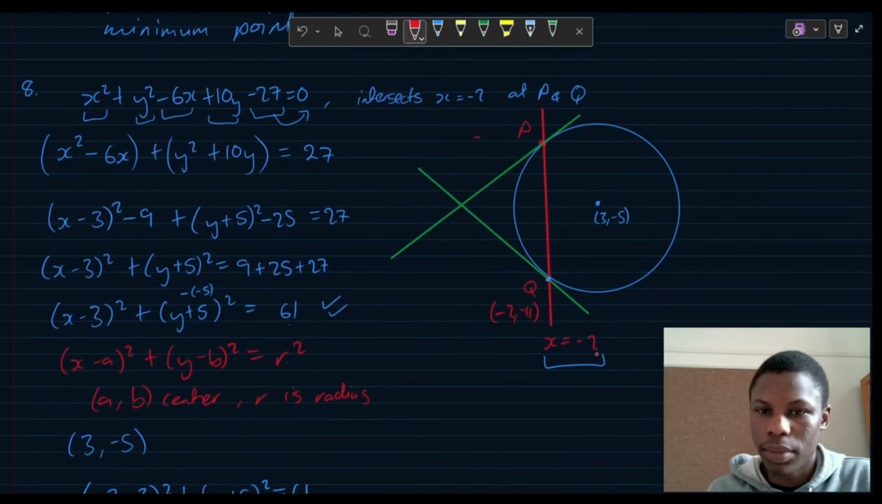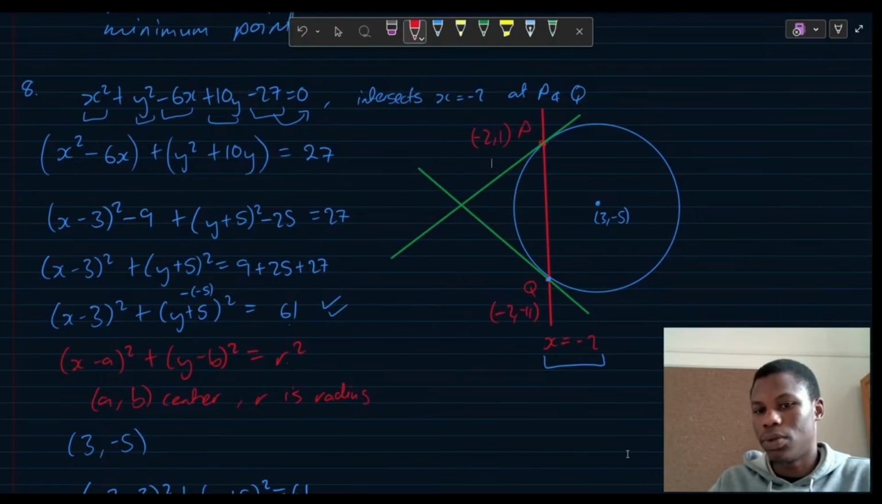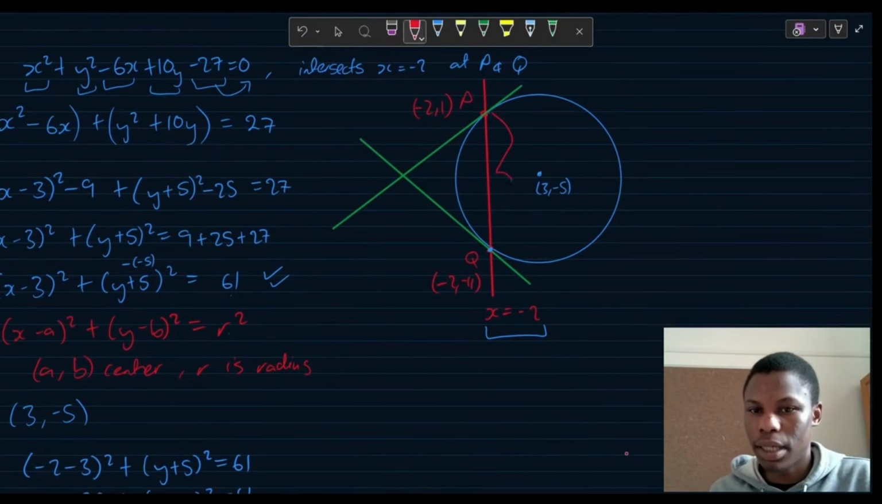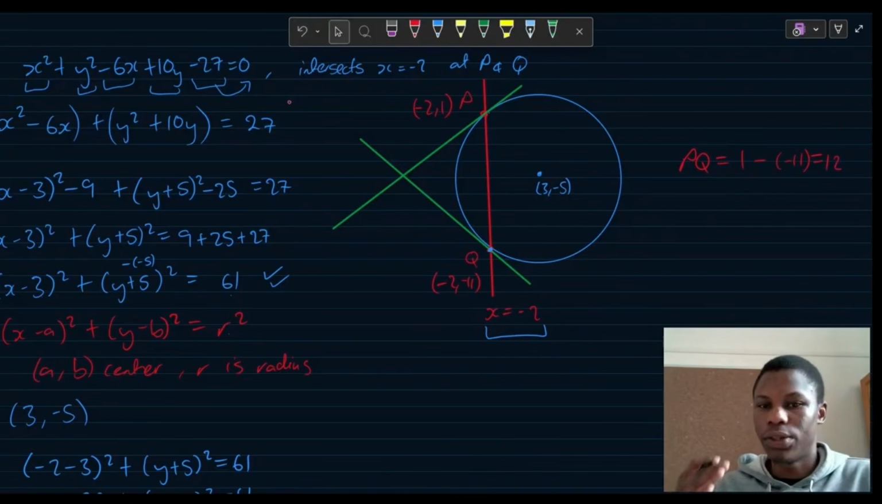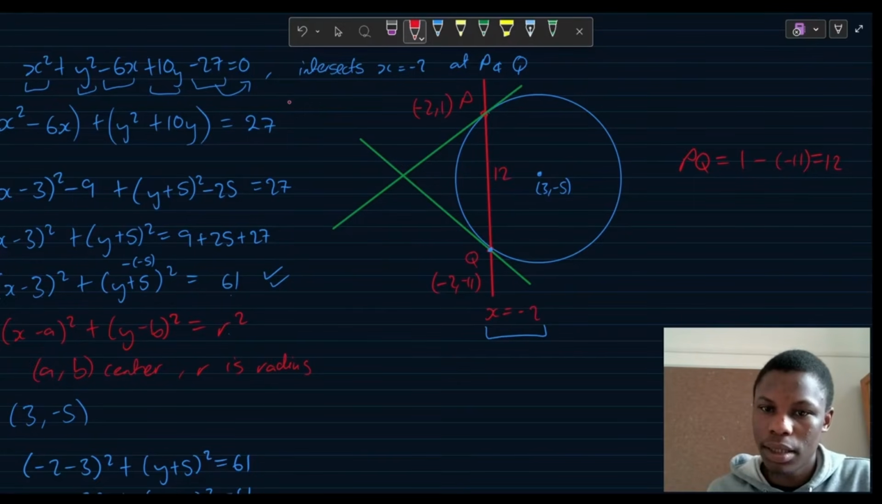P is -2 and y is 1. And so we can tell that our base here, the base of the triangle PQ, is going to be equal to 1 minus -11, which is equal to 12 units. And now we need to work on finding our height.